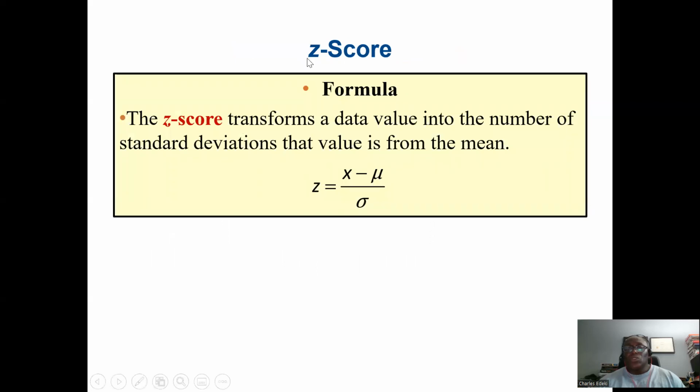Now, the next thing we're going to learn is what is a z-score. A z-score will transform a data value into the number of standard deviations that the value is from the mean. So z-score will be x minus mu over standard deviation. If we are looking for a z-score, x will be our value. We subtract the population mean, and we divide by the standard deviation.